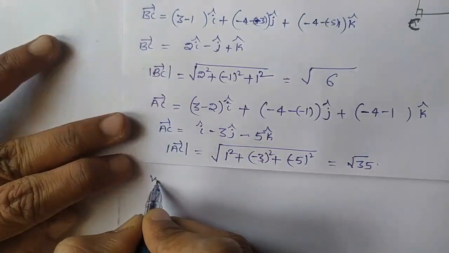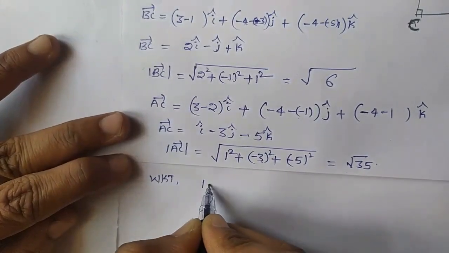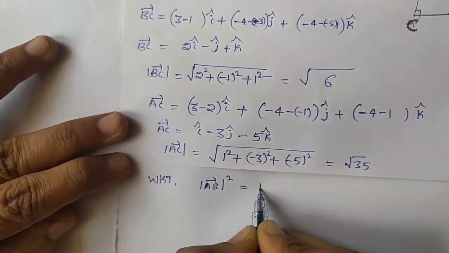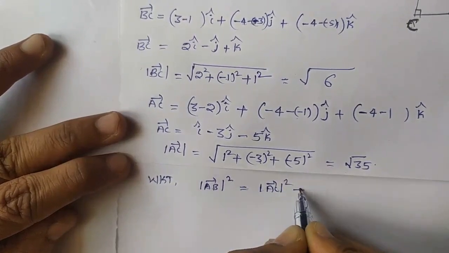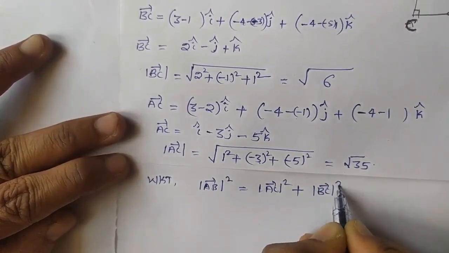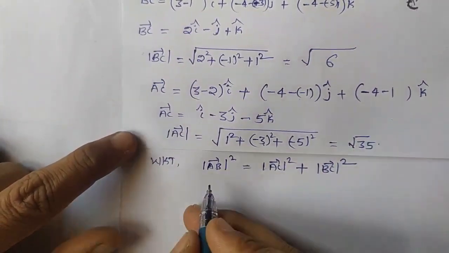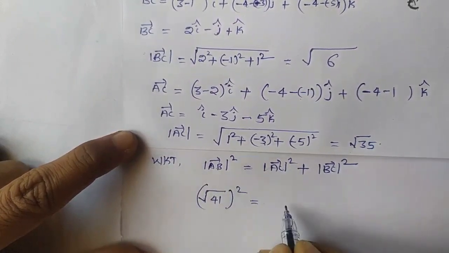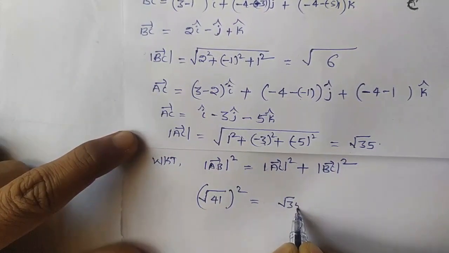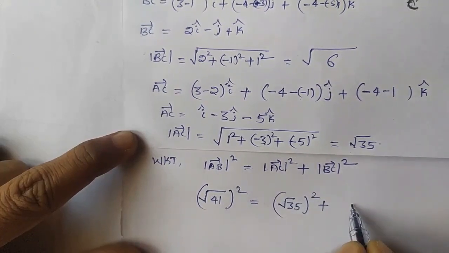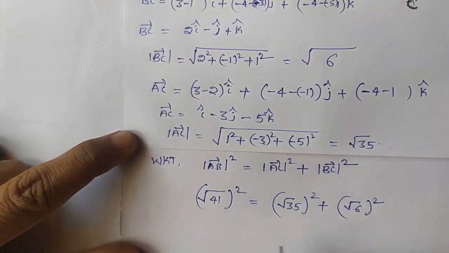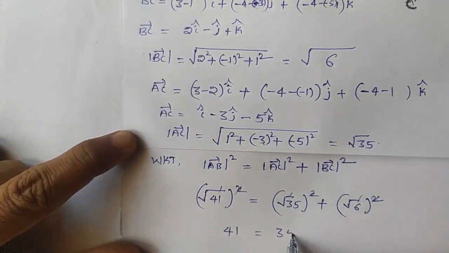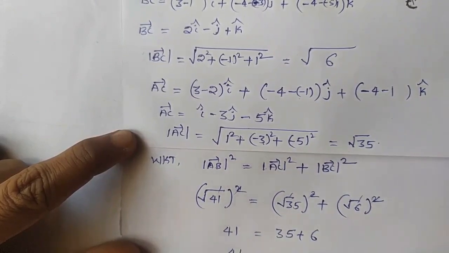In a right angle triangle, we know that magnitude of AB square equals magnitude of AC square plus magnitude of BC square. So magnitude of AB whole square, root 41 whole square, equals magnitude of AC, square root of 35 whole square, plus magnitude of BC, root 6 whole square. Squares will get cancelled. Finally we will get 41 equals 35 plus 6. Therefore 41 equals 41.